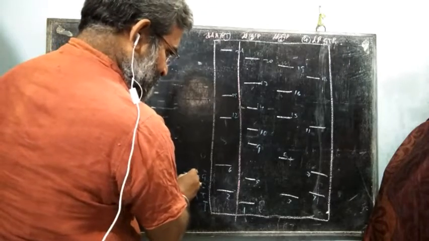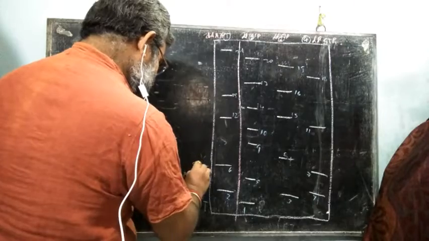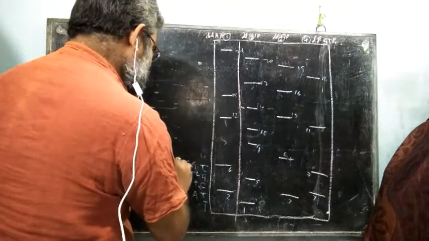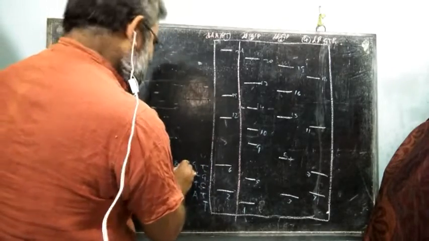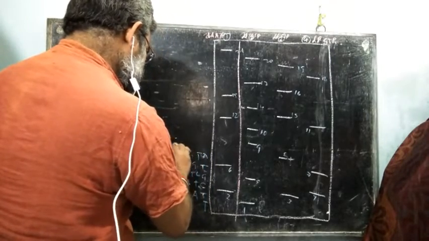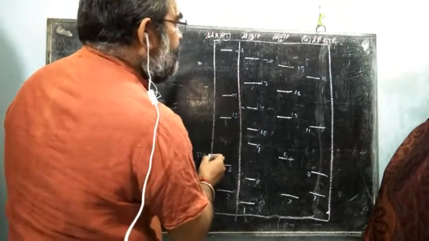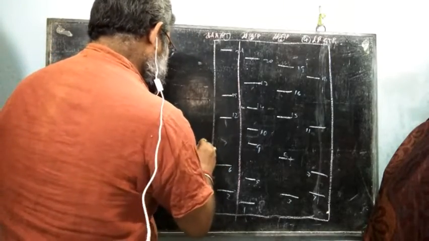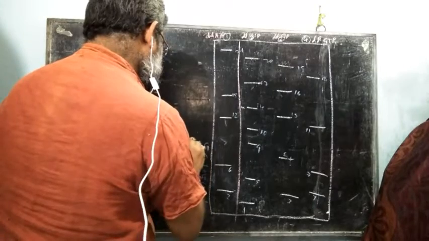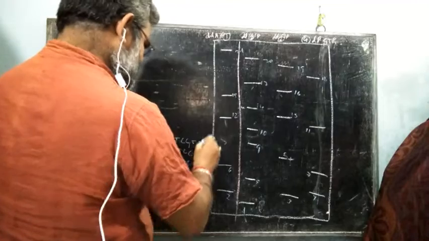Fifth one T: T, G, C, T, A. Sixth one A: A, T, G, C, T, A. Seventh one G: G, A, T, G, C, T, A. Eighth one C.